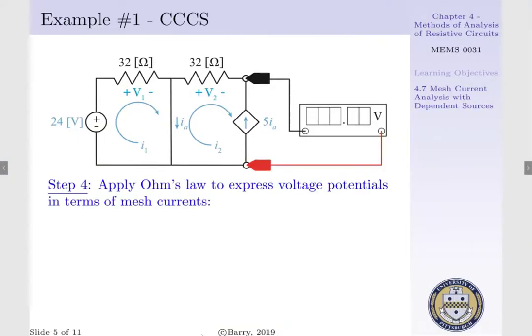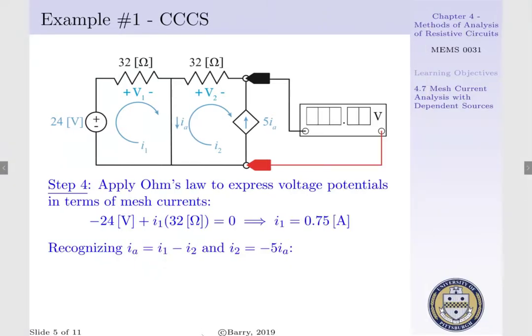Step 4 is to apply Ohm's Law to express our voltage potentials in terms of our mesh currents and resistances. That is, for mesh 1, we can say minus 24 volts plus I1 times 32 ohms is equal to 0, which gives I1 equaling 0.75 amps. Now we still have to determine our voltage measured by our voltmeter.